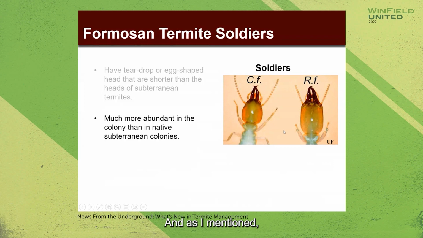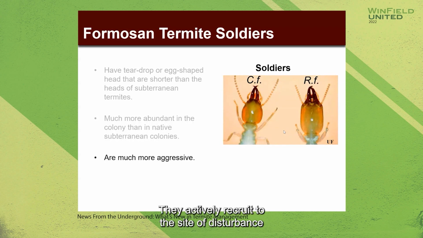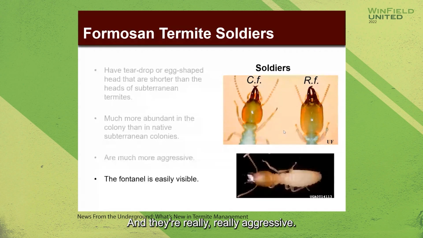And as I mentioned, the Formosan soldiers are much more abundant. So with our native subterranean termites, sometimes if you break open a mud tube, you've got to wait a while before soldiers show up, but not with Formosans. They actively recruit to the site of disturbance and try to defend the colony. And they're really, really aggressive.